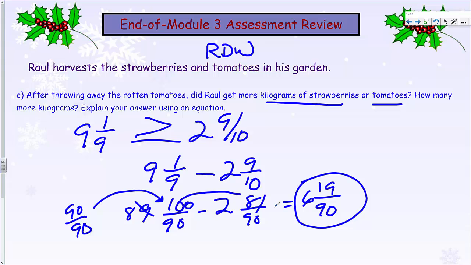Now, I did this kind of quickly. I may have made a mistake. You're more than welcome to challenge my answer. And I believe that pretty much covers it. In the right part here, I would be writing that Raul ended up with a harvest of more strawberries than tomatoes, and he actually has 6 and 19/90ths. And 19 is a prime number, so this won't get any smaller. Okay, so pretty much I think that covers it.